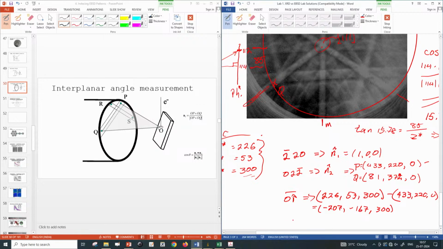Okay, for the second one, OQ, we're doing the same thing, and I'm going to squeeze this in under here. And OQ, Q we said was 81, 372, and 0. So we're going to subtract the pattern center. We're going to scribble this in at the bottom. So I have 81 minus 433, 352. Is that right? 372 minus 220, 252.